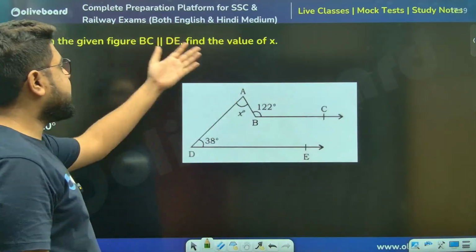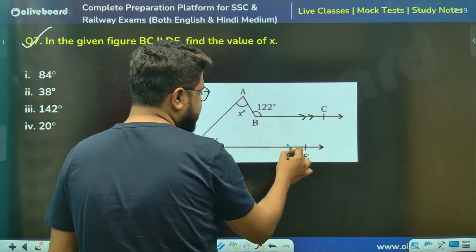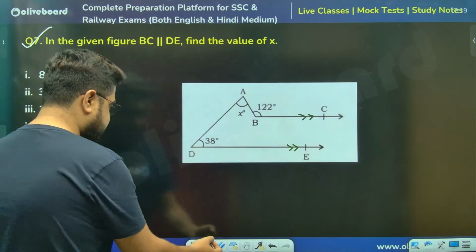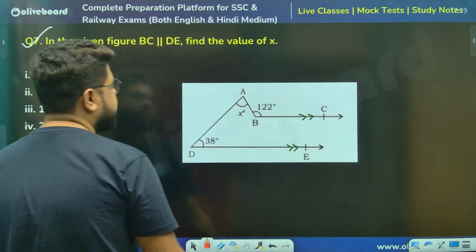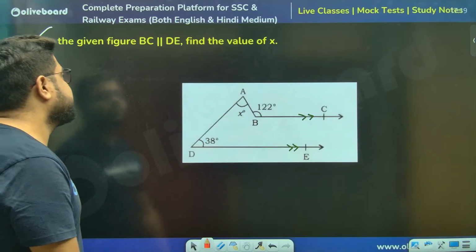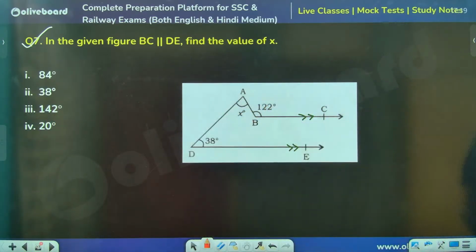Again, they are asking X. The only thing given is that these two lines are parallel to each other. Let's see how we can deal with this question. If these two lines are parallel, which angle will be equal to which angle? Please solve, take your time and think. Then I'll give you the solution. Very simple.